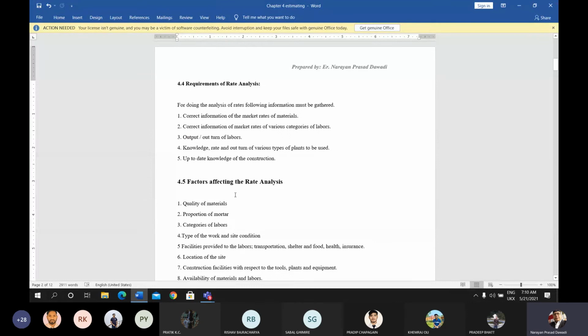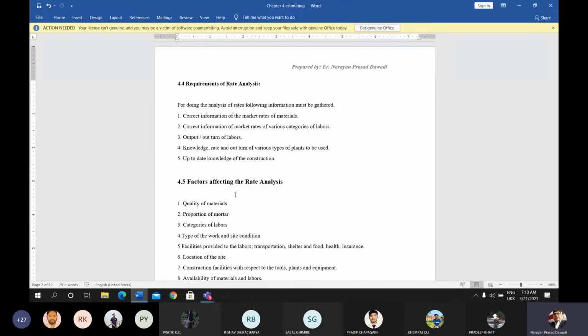Up-to-date knowledge of the construction. The person who prepares the analysis of rates of each and every item must know the up-to-date knowledge of the construction from the very beginning, from the excavation of foundation to the finishing of the work. That means he must know each and every item.